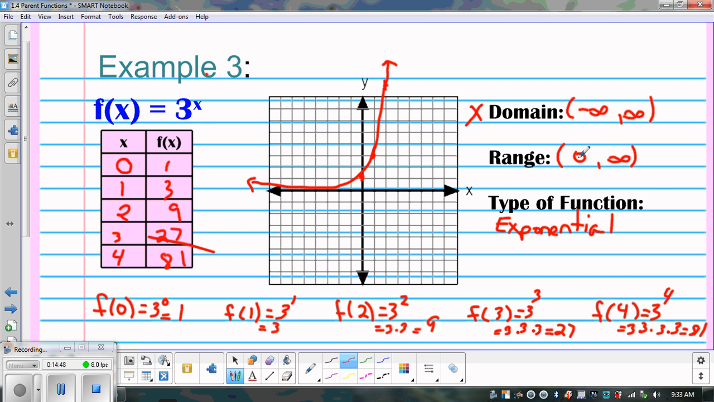The range is interesting as far as how low it goes on the y-line. It is approaching 0, but it never quite hits it. So that's why we're going to do a soft parentheses right here in front of the 0. And then it goes on as far as how high it goes on forever to infinity. This is, in fact, an exponential graph.